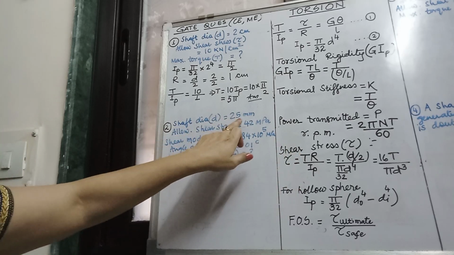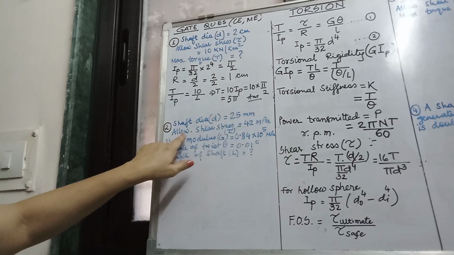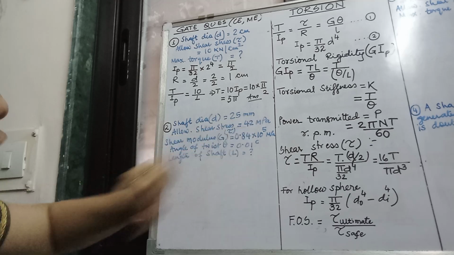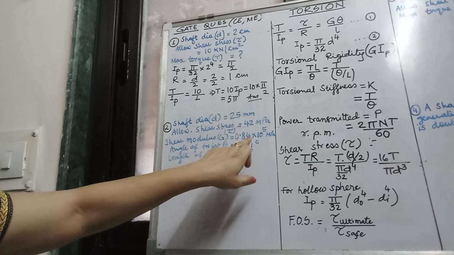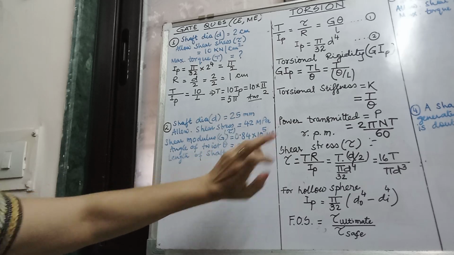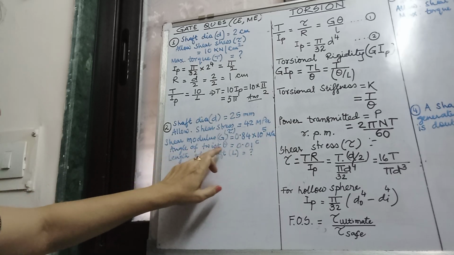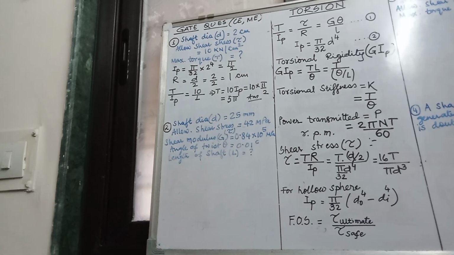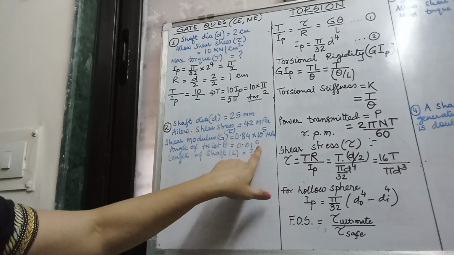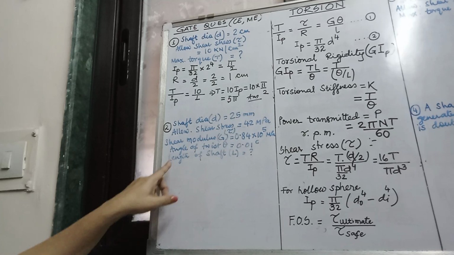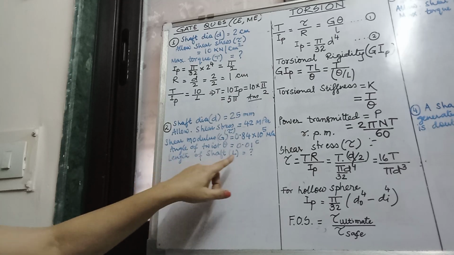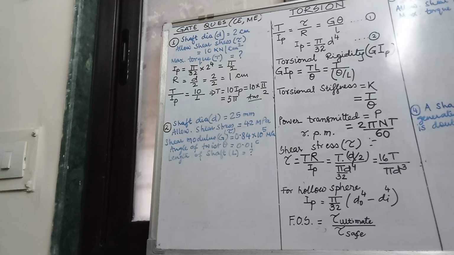A shaft of diameter 25 mm has an allowable shear stress of 42 MPa. Shear modulus is given as 0.84 into 10 to the power 5 MPa. The angle of twist produced is 0.01 radian. You see that I have written C over here, that is radian. Okay. So what is the length of the shaft?